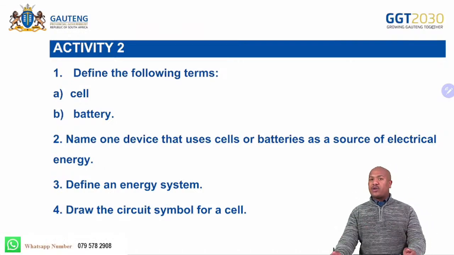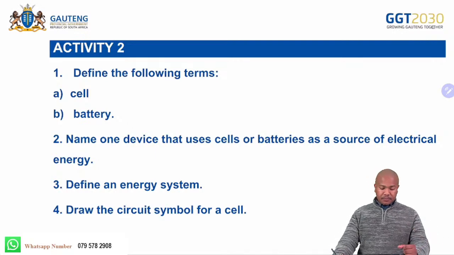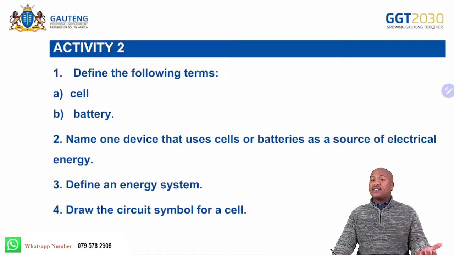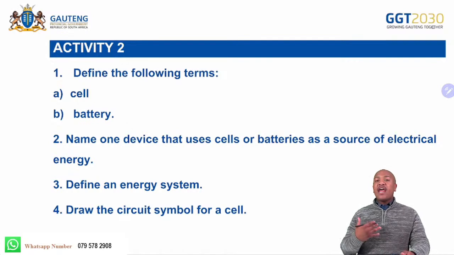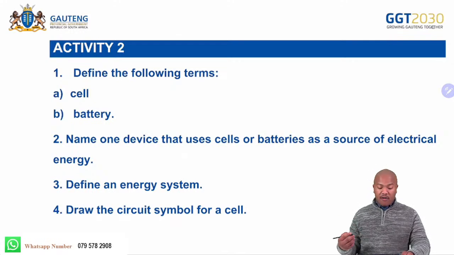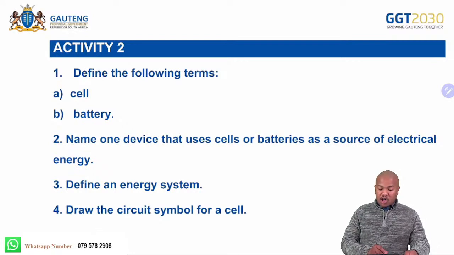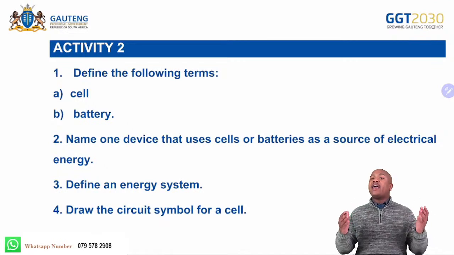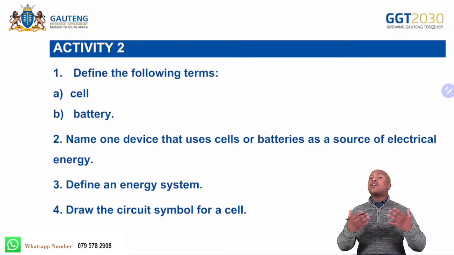So now, let's move on to activity 2. Let's go through the questions together. Number 1 says, define the following terms. A is a cell. B is a battery. Then number 2, name one device that uses cells or batteries as a source of electrical energy. Then number 3, define an energy system. Number 4, draw the circuit symbol for a cell. So now this is quite long. Let's take 5 minutes to answer these questions. Then after that, we can continue together.